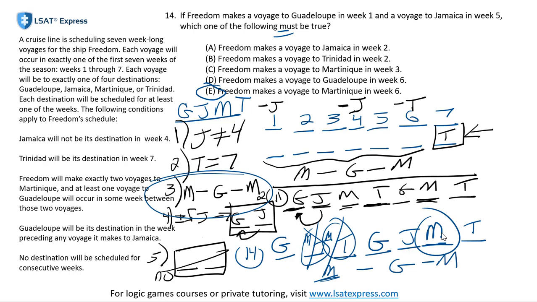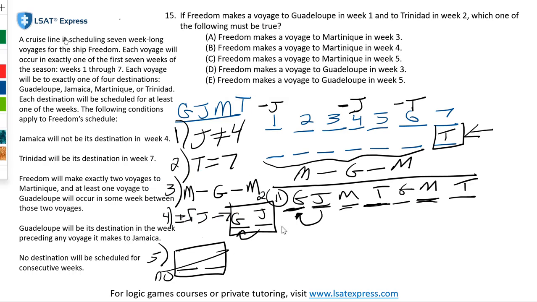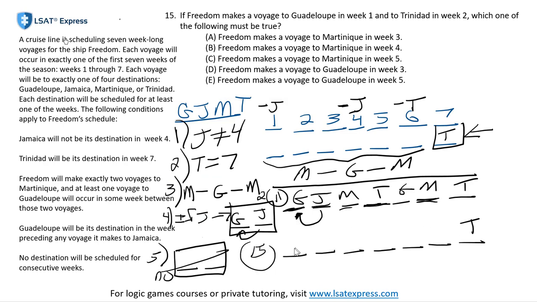Okay, question 15. G in week 1, T in week 2. So we'll write 15, 1 through 7. Bring the T down. G in 1, okay. T in 2, okay. I place an item. I look at the rules on the item. T, well, we don't know much about T. We've said that before.